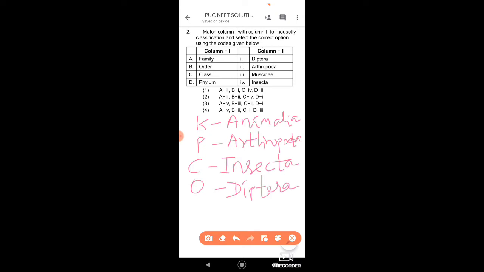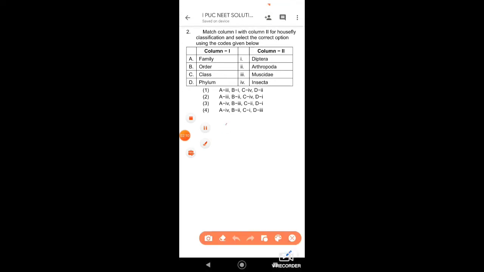All right, then comes family. Family is here Muscidae. To go with that, next we have the genus. Genus is Musca. All right, then we have finally the species. The species is Domestica.